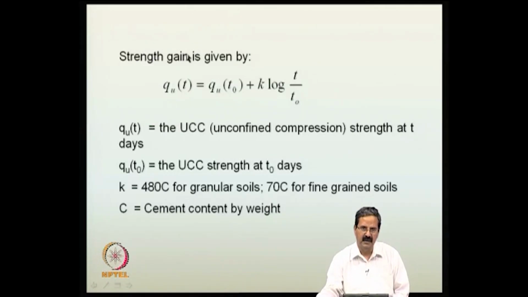For example, there is a simple equation that gives you the strength gain. In fact, Professor James K. Mitchell, who is a well known authority in soil mechanics, has proposed a simple equation of this form: the UCC strength at any time T is a function of the UCC strength at the beginning, at T0 days, plus K into log of T by T naught. It is a simple logarithmic equation, and K is about 480 C for granular soils, 70 C for fine grained soils, and C is the cement content by weight.